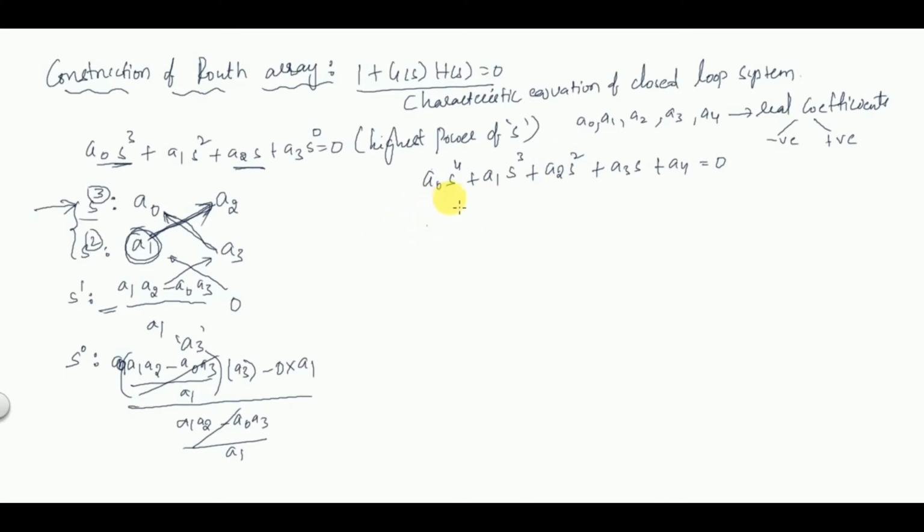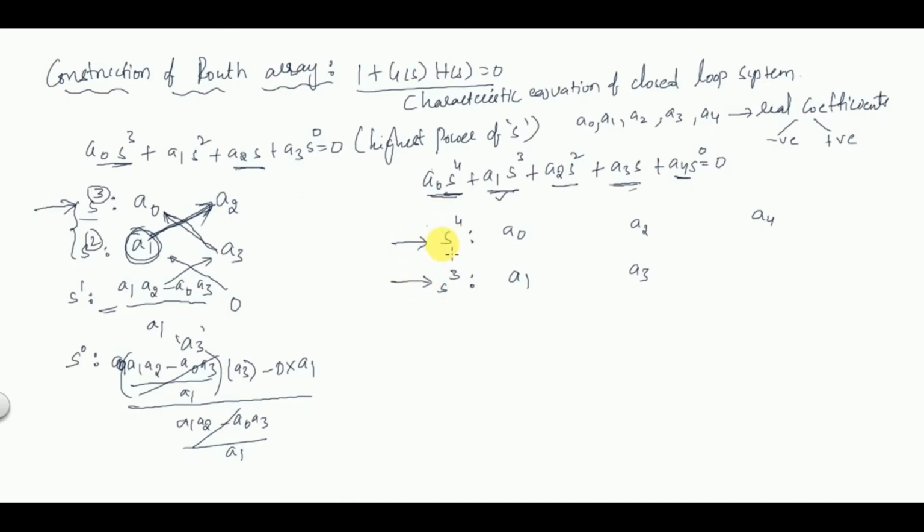As I have told you, the highest power is even here, s to the power of 4, so first write all the even coefficients: a0, a2, and a4, since 0 is also an even power. Next is s cube. S cube is an odd power, so write all the odd coefficients, a1 and a3. This is how the first two rows are written.